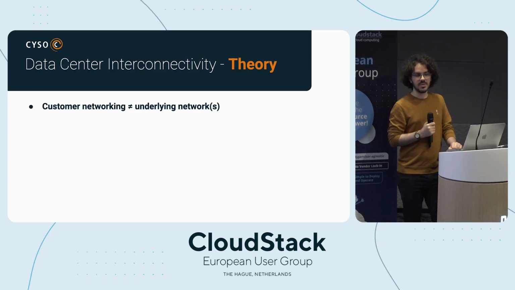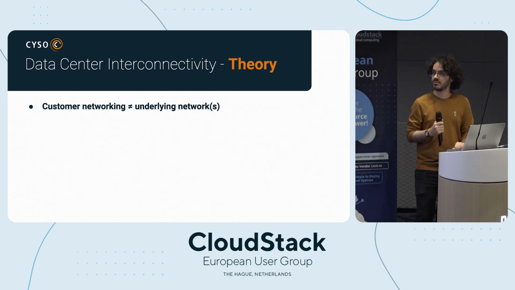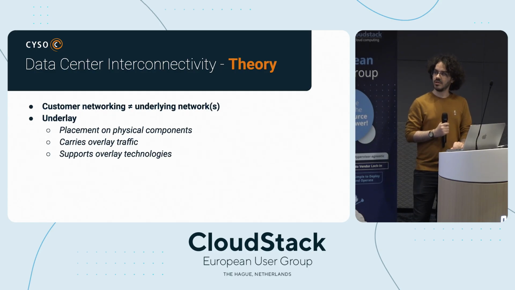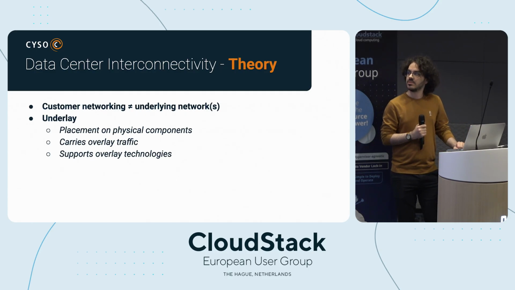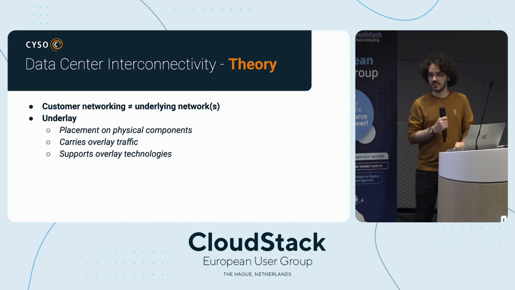So generally speaking, nowadays, your customer networking isn't going to be the same as your underlying network. Your underlying network would be the addresses on your actual hypervisors, the addresses on your routers, maybe your storage devices if they're separate from your hypervisors because you're not running hyperconverged. And this is where the terms underlay and overlay come into play. An underlay in networking terms is often placed on physical components, and it carries overlay traffic and supports overlay technologies.